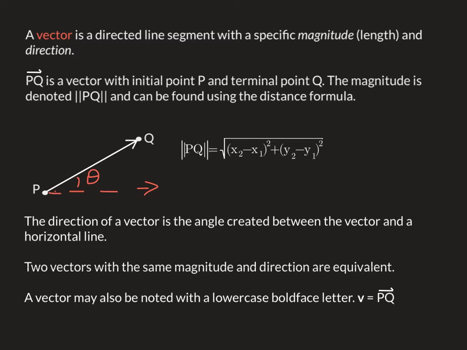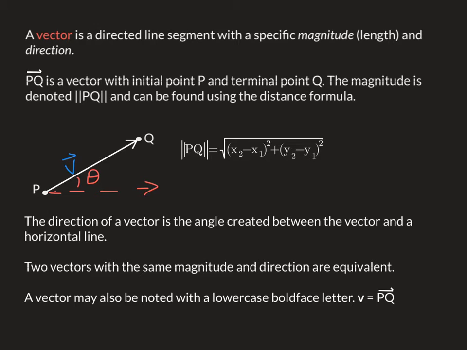Any 2 vectors that have the same magnitude and direction are equivalent. They may be in different locations, but with the same magnitude and direction, they are equivalent vectors. Another way we could denote a vector is with just a lowercase bolded letter. So I have the bold-faced letter V here that could also be used to represent vector PQ. So we could also call this vector V.